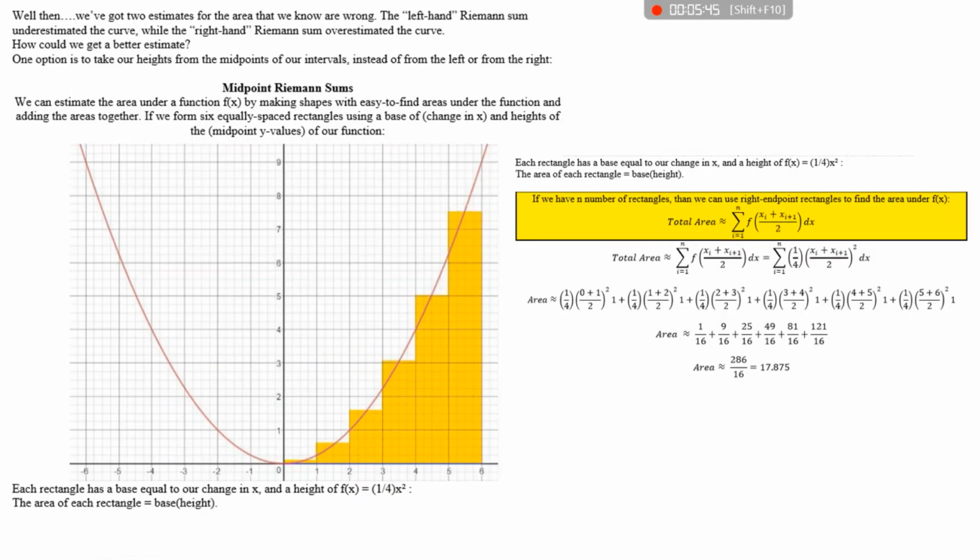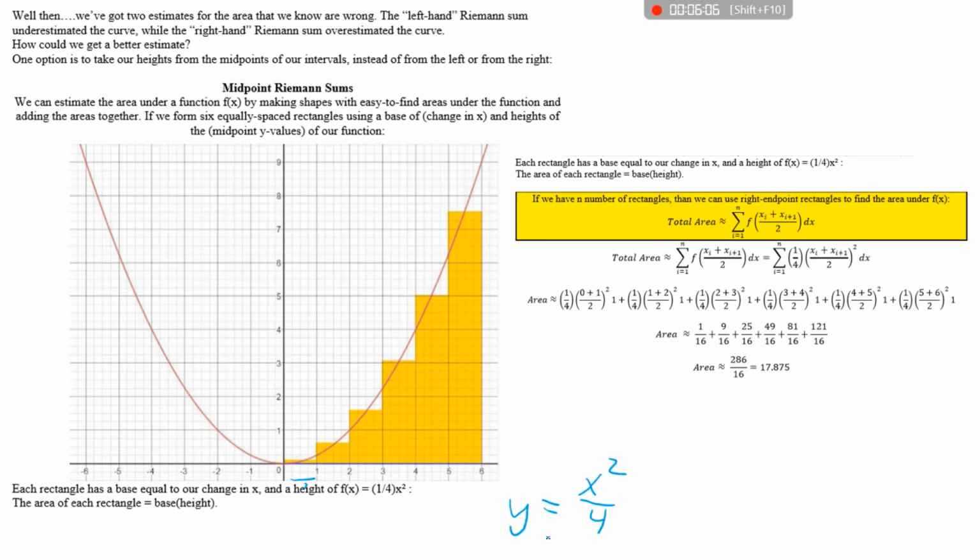Okay. If I wanted to get heights from the middle, we can do that too. So getting heights from the middle means we'll take our average of our two sides. So this first rectangle has a base of 1, but it has possible heights at 0 or 1. So I'm going to take my average between them to get my x value at 0.5 and then plug that into my y value.